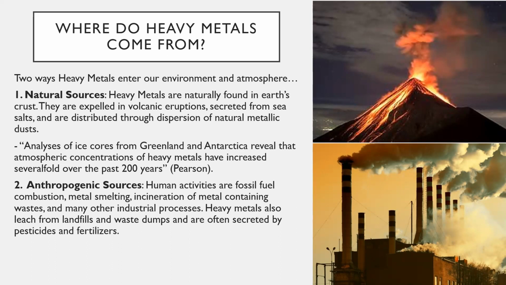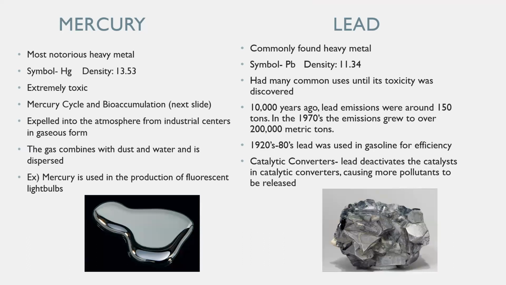Anthropogenic sources, or human activities, are fossil fuel combustion, metal smelting, incineration of metal-containing waste, and many other industrial processes. Heavy metals also leak from landfills and waste dumps and are often secreted by man-made pesticides or fertilizers. Some common heavy metals are mercury and lead.